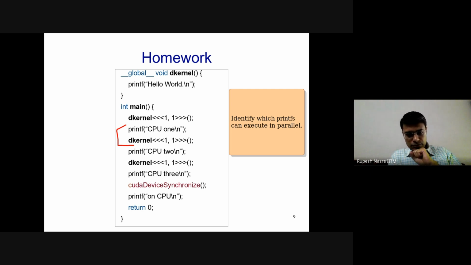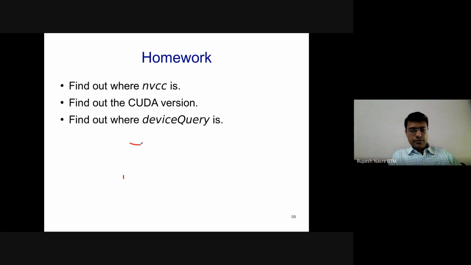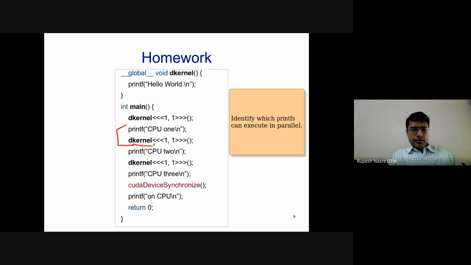What about CPU 2? In a similar manner, the second D kernel gets pushed. And then the CPU moves ahead and starts printing CPU 2. And this CPU 2 can execute in parallel with what? With whatever is there in the GPU work queue so far. And what is there in the GPU work queue? The first hello world and the second hello world. That is the first D kernel and the second D kernel. That means that printf CPU 2 can execute potentially in parallel with first hello world or second hello world.